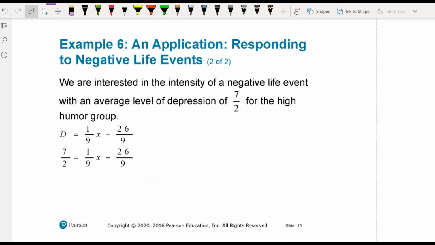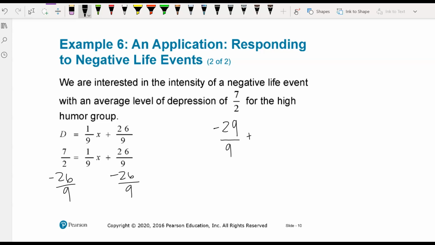We are interested in the intensity of a negative life event with the average level of depression of 7/2 for the high humor group. So we put in 7/2. And then we're going to want to solve for x. So negative 26 over 9 plus 7 over 2 equals 1/9 x.